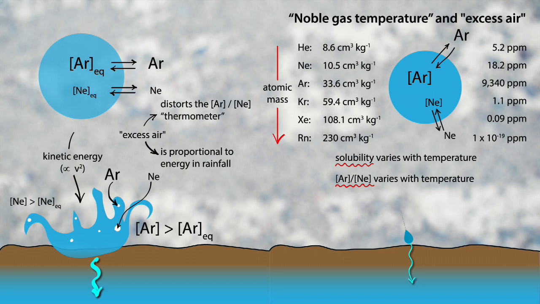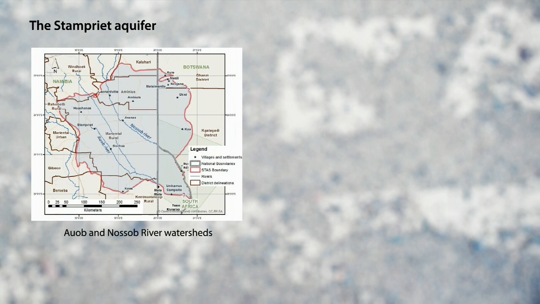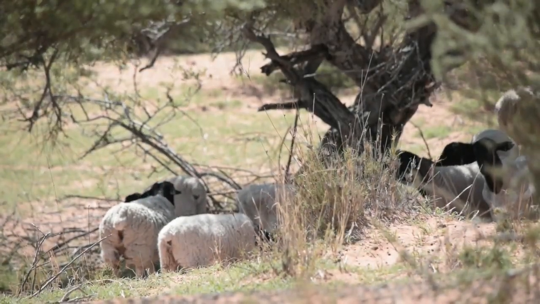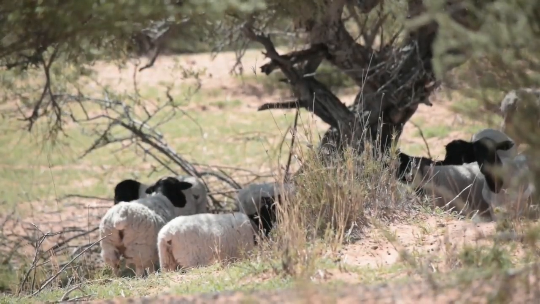These techniques have been used to estimate temperatures and intensity of rainfalls over the past 40,000 years. These efforts involve analyzing fossil water from the Stampriet Aquifer, which underlies the watersheds of the Auob and Nossob rivers. The Stampriet Aquifer spans much of southeastern Namibia, as well as parts of South Africa and Botswana. Borehole water from the Stampriet Aquifer supports agriculture and livestock farming in this region.